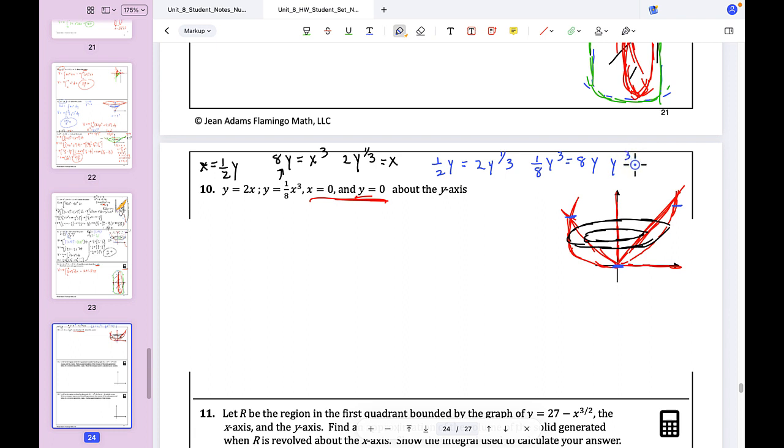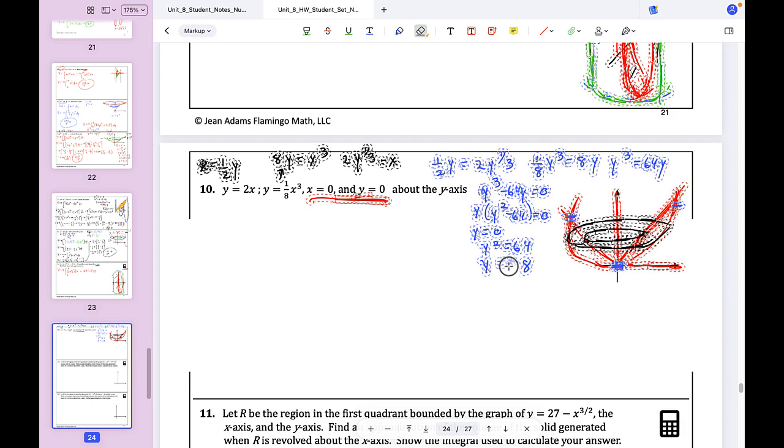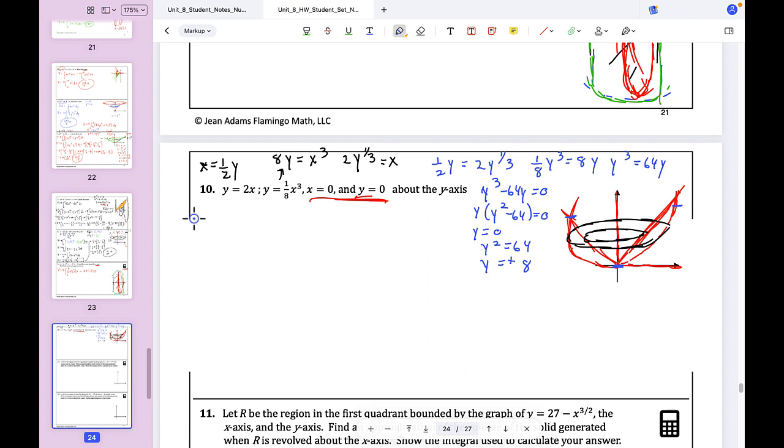So we get y to the third equals 64y. So then y to the third minus 64y equals 0. So if I factor a y out, I get y times y squared minus 64 equals 0. So we know y equals 0, and we know y squared equals 64, so y equals plus or minus 8. Of course, we're only talking about the positive 8. So it looks like they're going to intersect at y equals 0 and y equals 8.